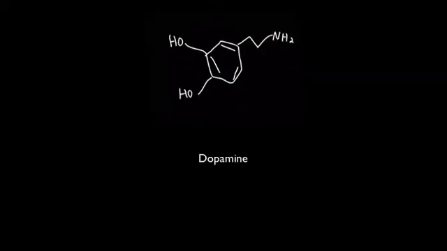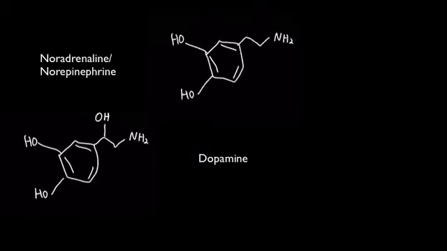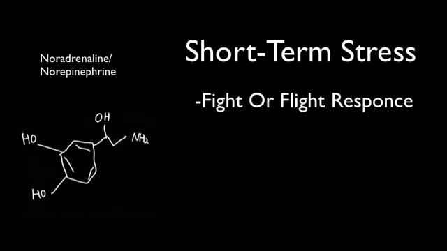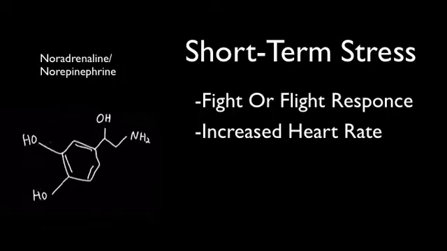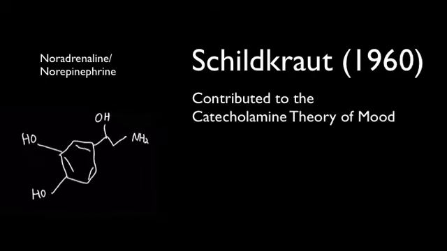There are many types of neurotransmitters, all with different roles. A well-known neurotransmitter is dopamine, which is associated with movement, attention, learning, and the brain's pleasure and reward system. It is also believed that certain neurotransmitters can be related to depression, specifically noradrenaline and serotonin. Noradrenaline is released when an individual is exposed to immediate short-term stress, triggering a fight-or-flight response associated with increased heart rate and blood pressure. In the 1960s, Joseph Schildkraut came up with a theory that explains that the deficiency of noradrenaline at receptor sites can cause depression.